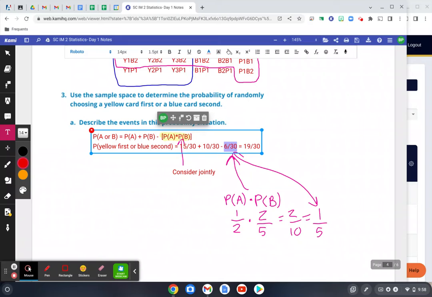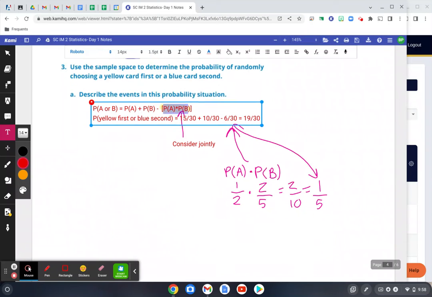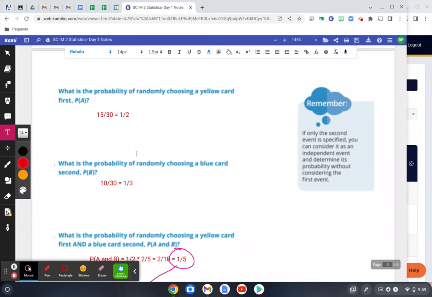So when you're doing the "and" part, you have to consider this jointly, or in other words, you have to consider them depending on each other. They are not independent events. Now, the beginning part here, you do consider as independent events. So we have 15 out of 30 and we have 10 out of 30. But when you consider the "and" part here, you have to consider those as dependent, jointly considered events. Okay. Hopefully that helps a little bit.